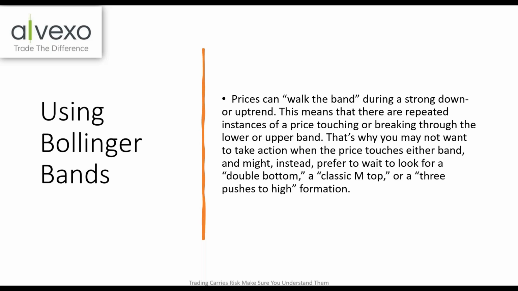So price can walk up a band during a strong downtrend or an uptrend. This means that there are repeated instances of a price touching or breaking through the lower or upper band. But price usually rides on the upper band during an uptrend and rides on the lower band during a downtrend.